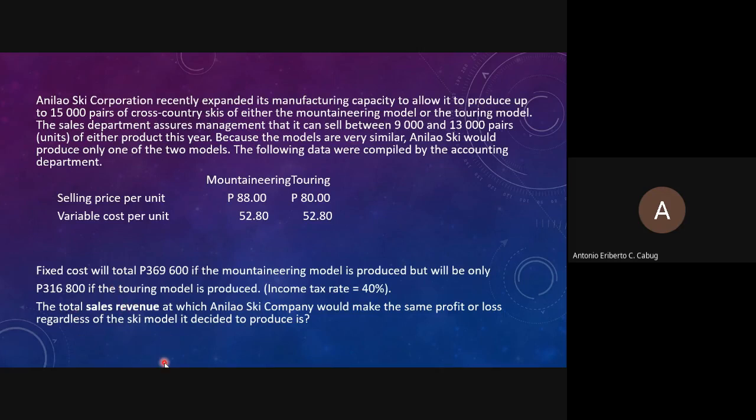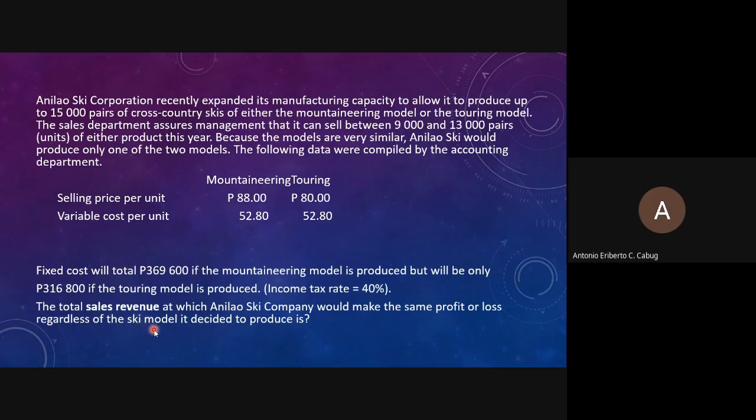Anong revenue kung saan piliin mo man yung isang option o piliin mo man yung isa pang option, pantay pa rin ang profit. Nakuha nyo? But this time, we're not looking for the sales units. We're looking for the sales revenue in pesos. Not in units, but in pesos.